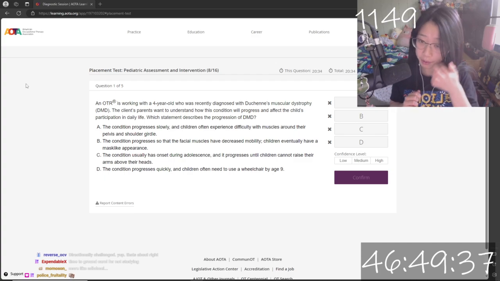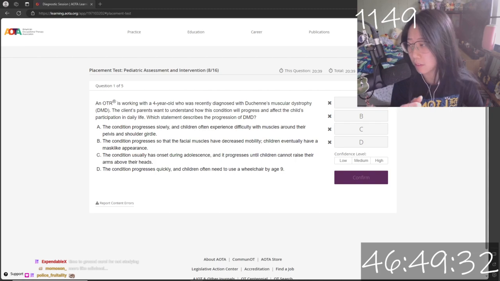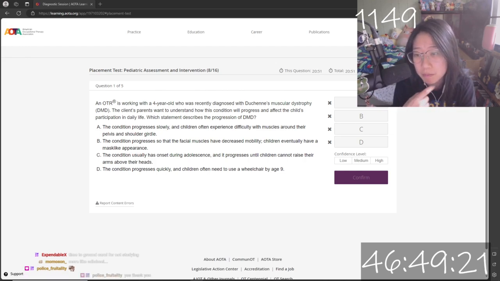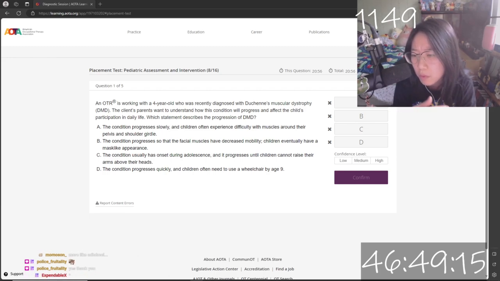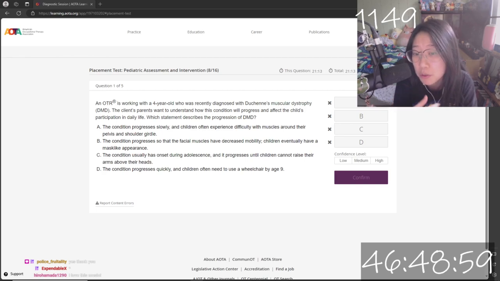I'm working with a 4-year-old who was diagnosed with Duchenne's muscular dystrophy. Is the music still too loud? I'll lower it a teeny bit. The client's parents want to understand how his condition will progress and affect the child's participation in daily life. Which statement describes the progression of DMD? The condition progresses slowly. The condition progresses and children often experience difficulty with muscles around their pelvis and shoulder girdle. The condition progresses so that the facial muscles have decreased.